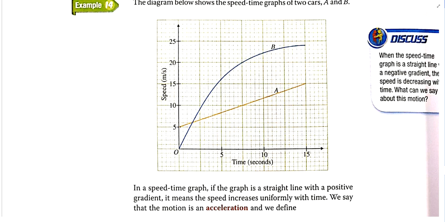What else can we generate from the speed time graph? One more thing. What else can we get from the speed time graph besides acceleration? Distance travelled. Where is the distance travelled? Area under the graph. Okay? Do you know how to calculate area under A? Yes. Do you know how to calculate area under B? No. Not yet. Next time you will learn.